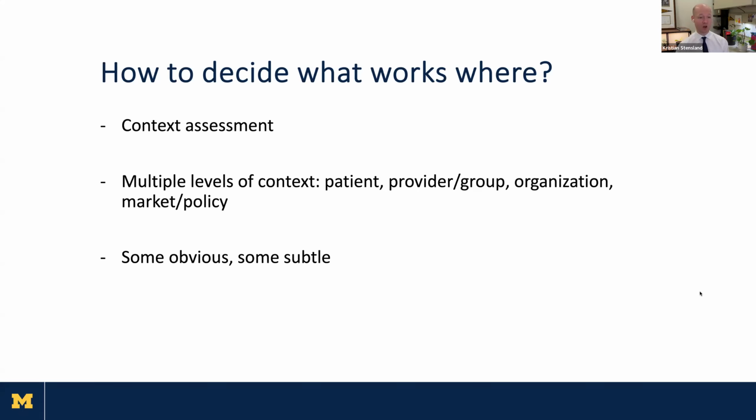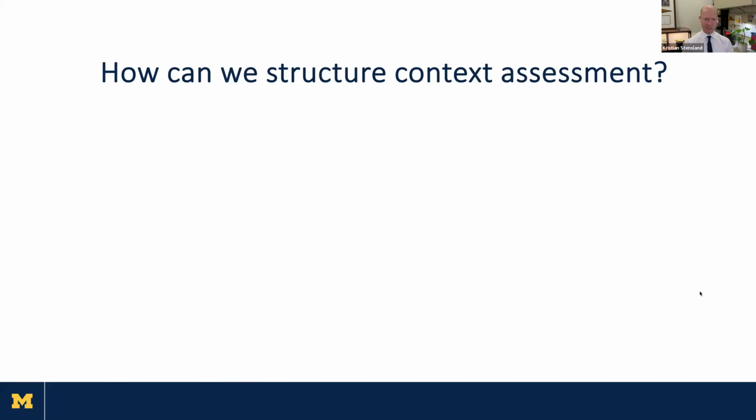There are some aspects of this which are obvious. And so you may say, why do you need a formal framework to check off all these things? But there are some things that can also be extremely subtle. And if you didn't deliberately go about assessing this, there are things that you can, of course, miss or not know necessarily how to address. This question here is, how can we structure context assessment?